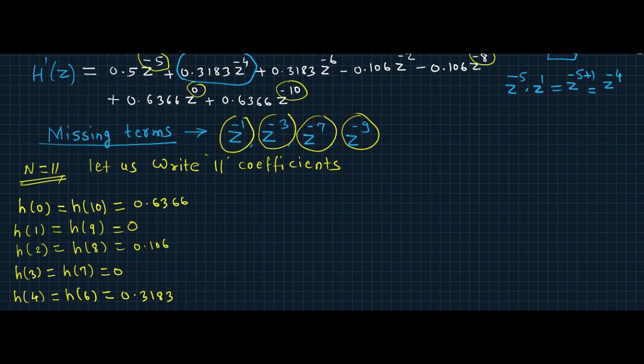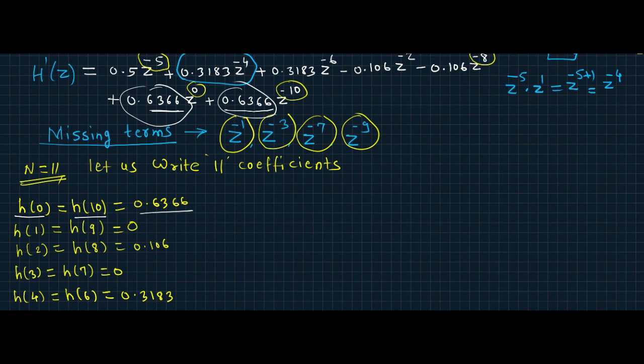So from where am I collecting this? H of 0, this coefficient, and this coefficient. Z raised to 0 means h of 0. Z raised to minus 10 means h of 10. Therefore h of 0 and h of 10 have the same value. Both are having the same value. I am just collecting this from this equation.